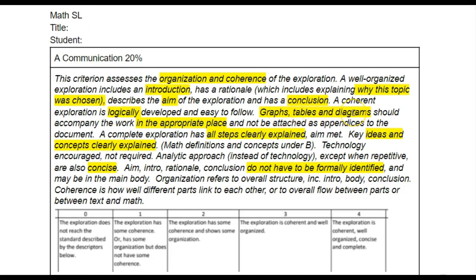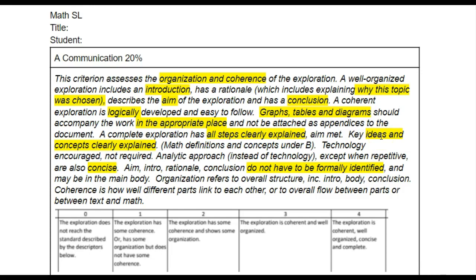Graphs, tables, and diagrams are graded in a different category, but the placement of the graphs, tables, and diagrams, which means throughout the text, is part of organization and communication. So it should be in the appropriate place and not everything at the end, okay? All steps of the exploration should be clearly explained. You should have all ideas and concepts clearly explained. That goes for non-math ideas and math ideas.